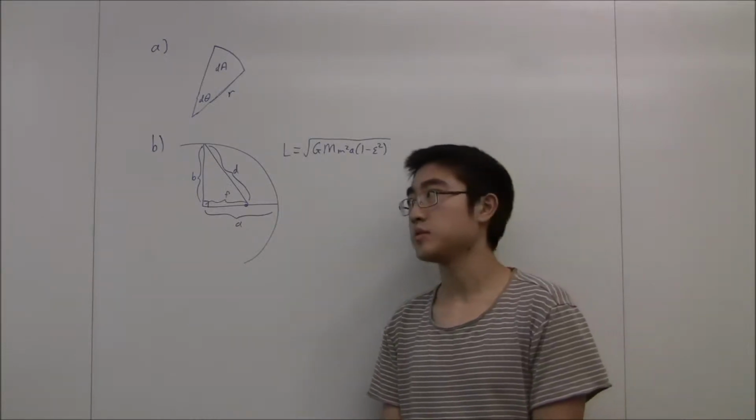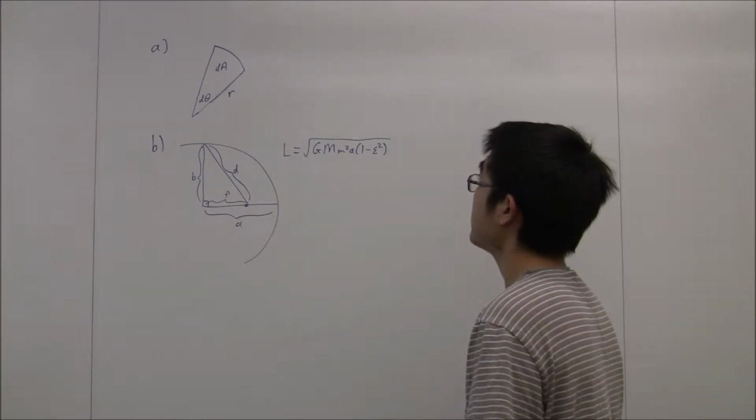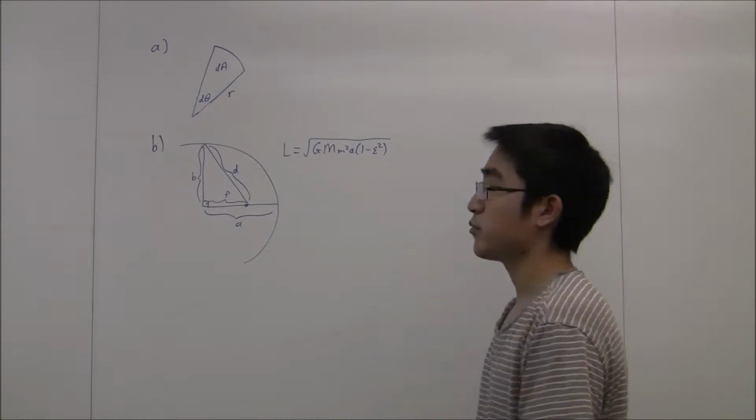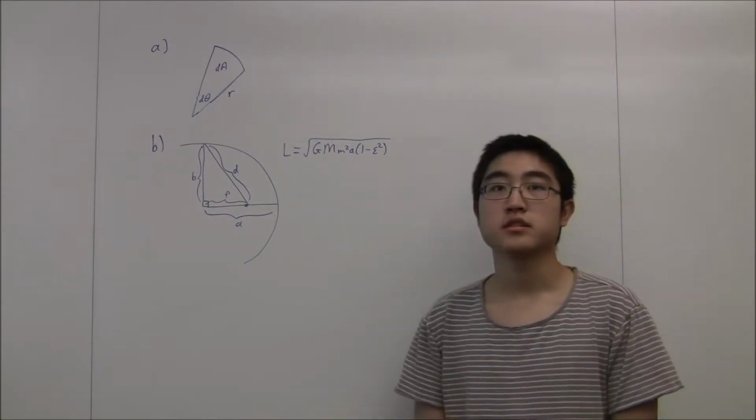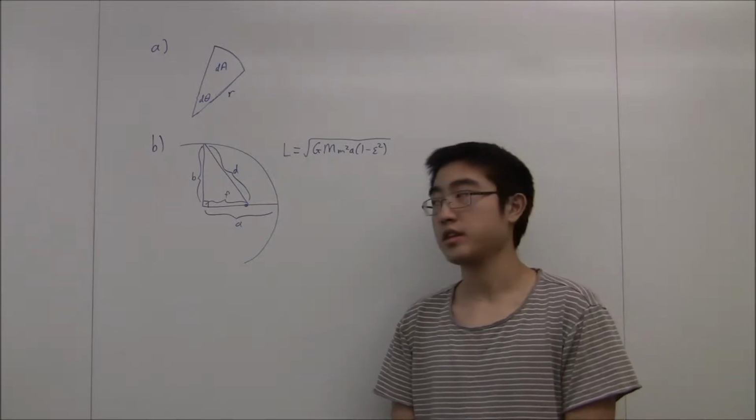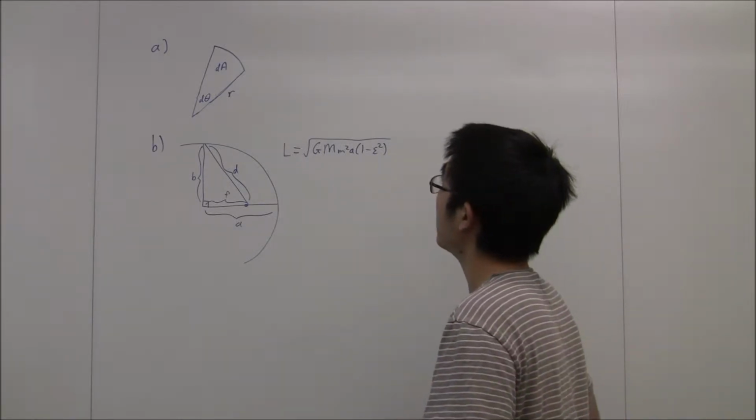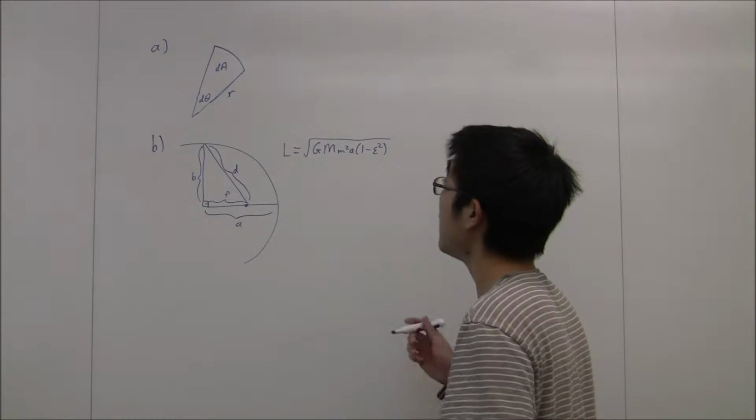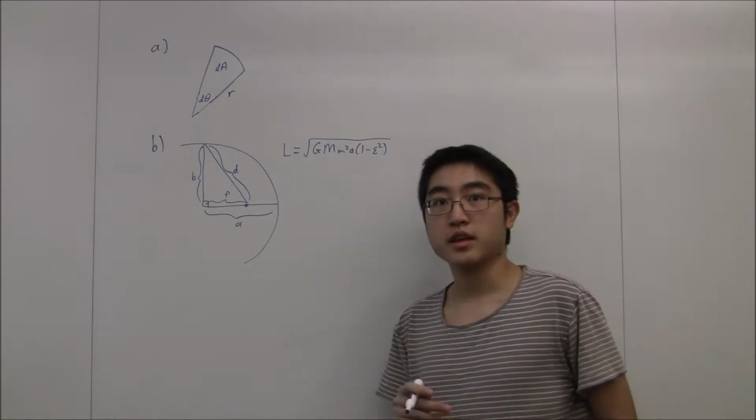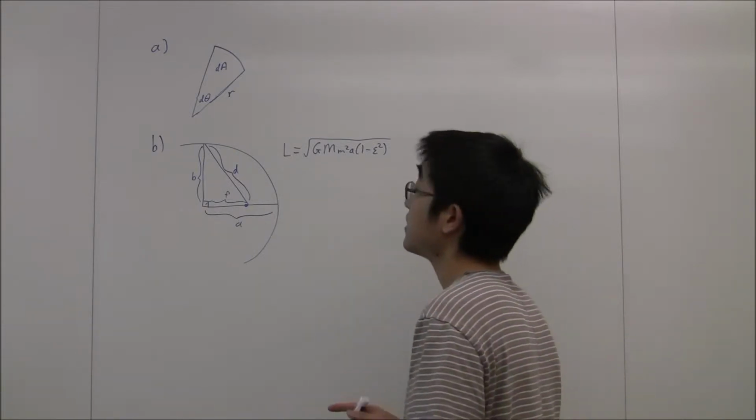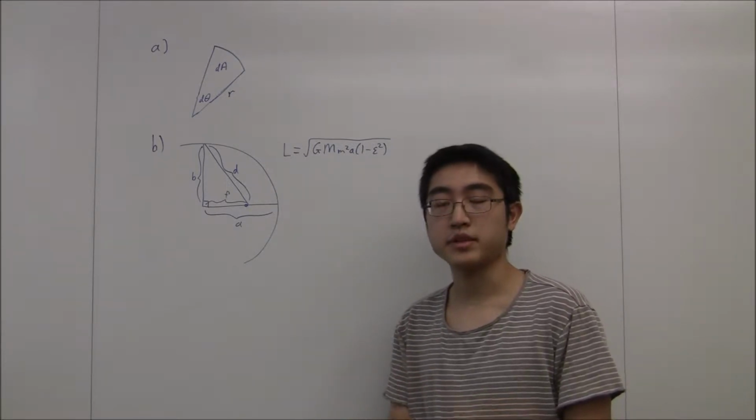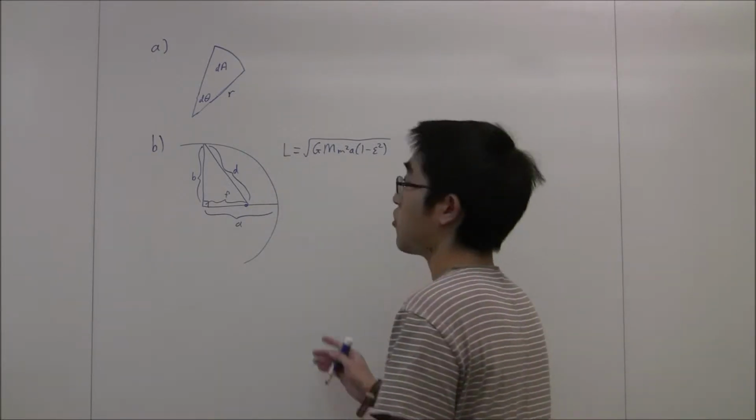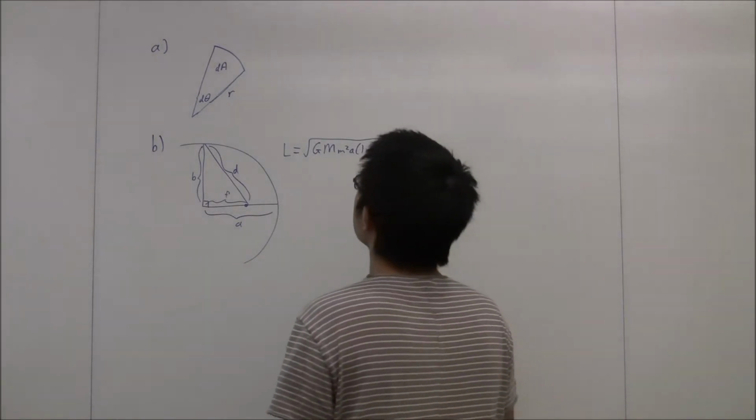So in part A of the problem, we're asked to find the rate at which the radial vector sweeps out area for a planet orbiting the Sun. Now, let's start off by determining the area swept by the radial vector as it moves from theta to theta plus d theta in the orbit of the planet.